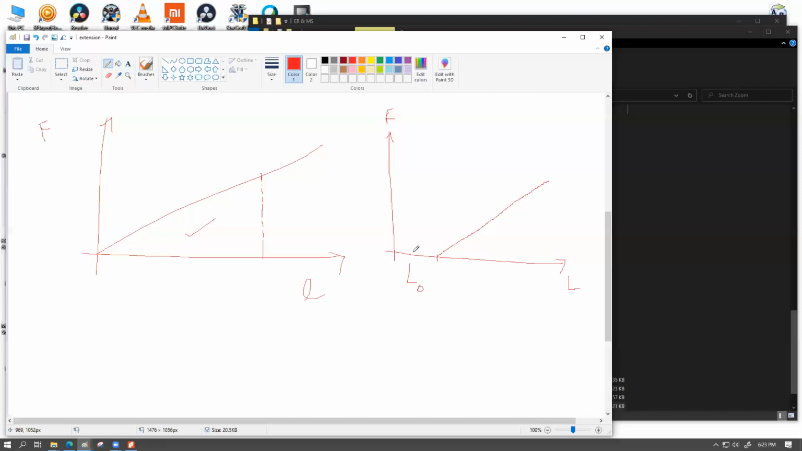It is a graph of interest. So if you're trying to calculate the energy stored in the specimen, let's say when the length of the object is this much, if the question asks what is the total energy stored when the length is this much, then you have to drop a triangle up over here. And the total amount of energy stored will be the area under this triangle.